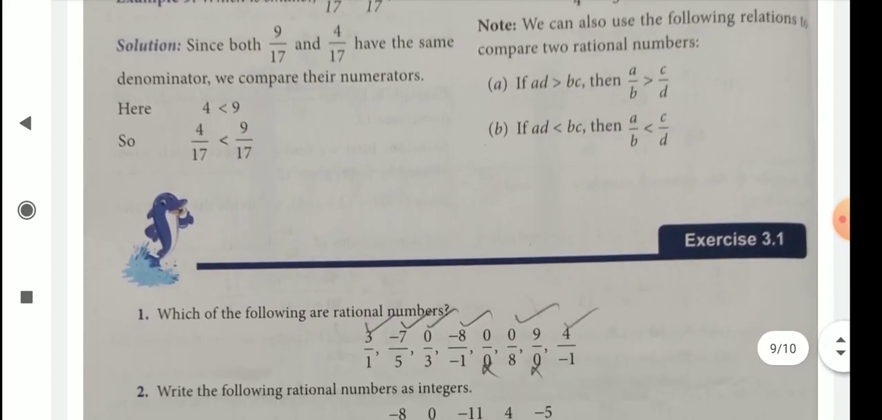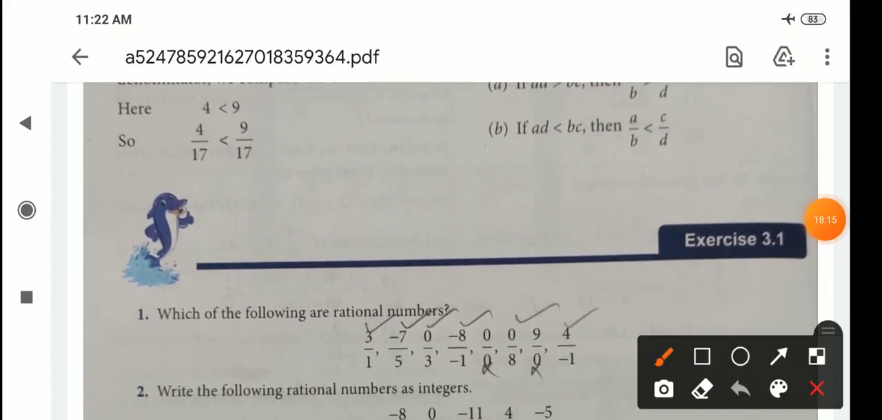So exercise 3.1 is your homework. You complete it in your copy.